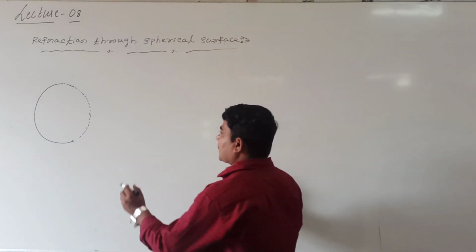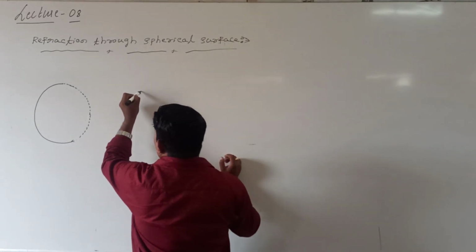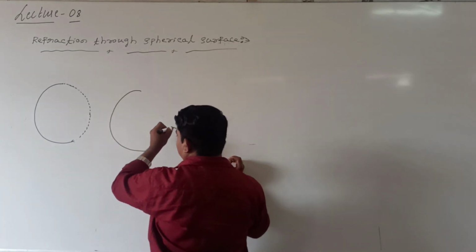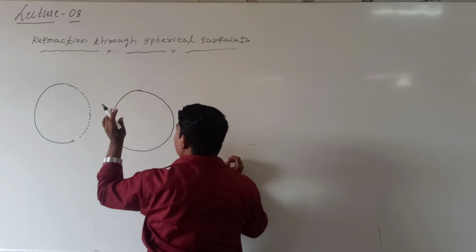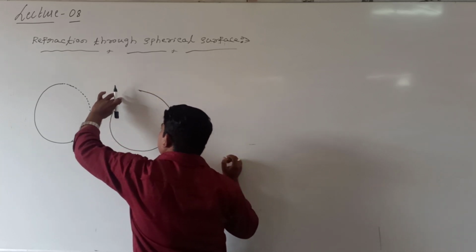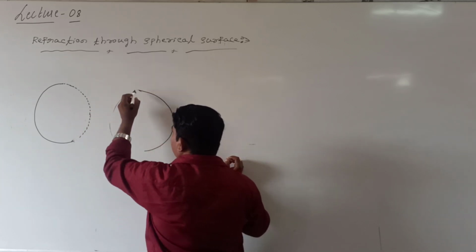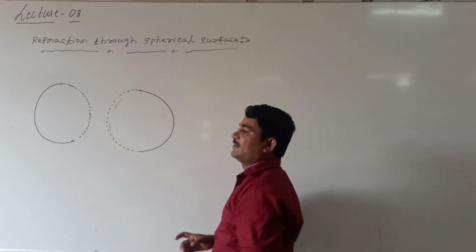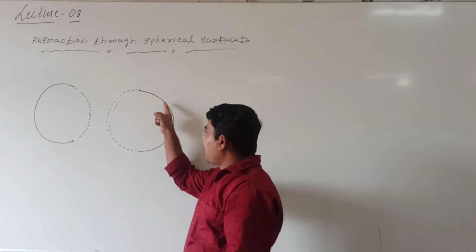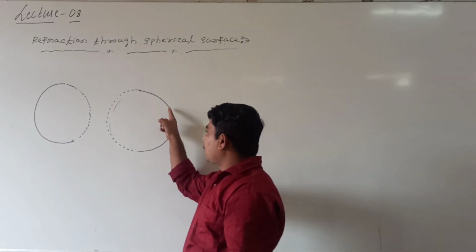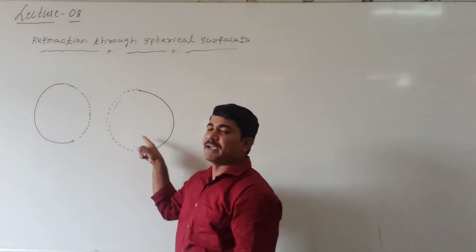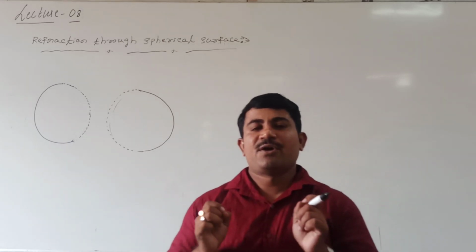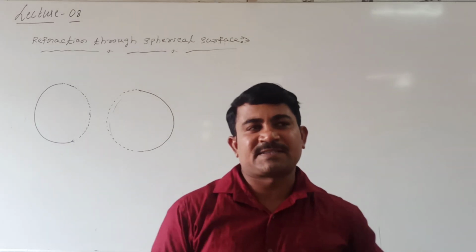One more surface looks like this. I can take this as one type of surface. This refracting surface in which its curved part becomes a part of a sphere, that we are calling spherical refracting surface. Here, two types of spherical refracting surface are available.